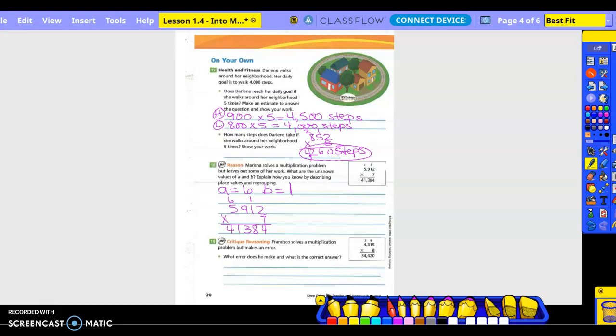19, critique reasoning. Francisco solves the multiplication problem but makes an error. What error does he make and what is the correct answer? So let's go ahead and work it out.